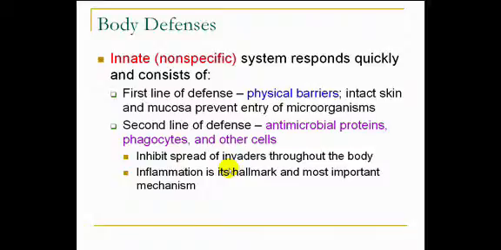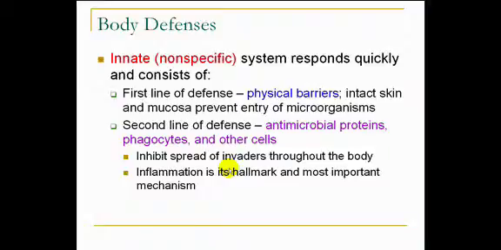Some people whose skin has been compromised in any way, whether it's a cut or, for example, burn victims where their skin has been compromised, they can get infections really easily. Or if you get a cut, it can get infected because it's actually providing a route for pathogens to get into your system. Also, your mucous membranes, for example, in your respiratory tract, mucus will trap dust, pathogens, and different things trying to enter your system. So the mucosa prevents entry of microorganisms.